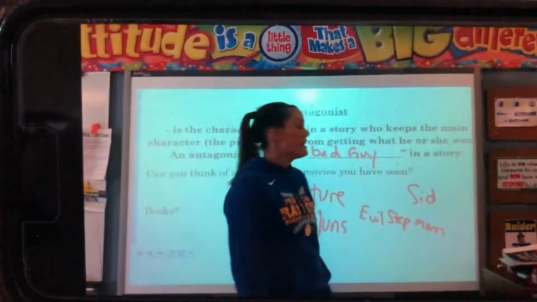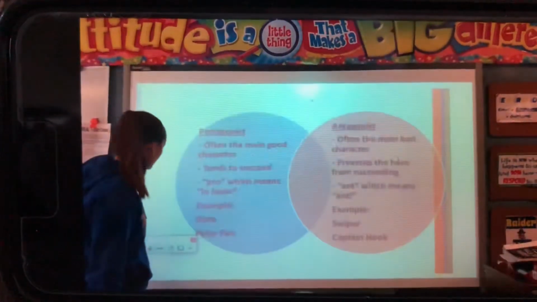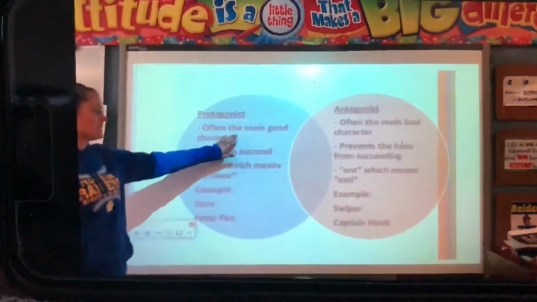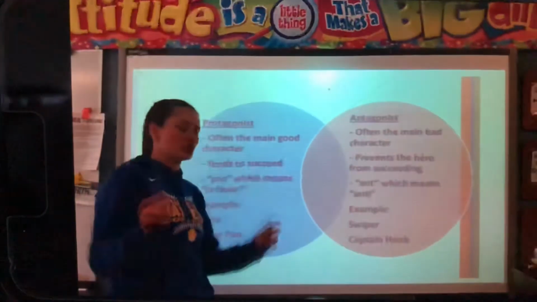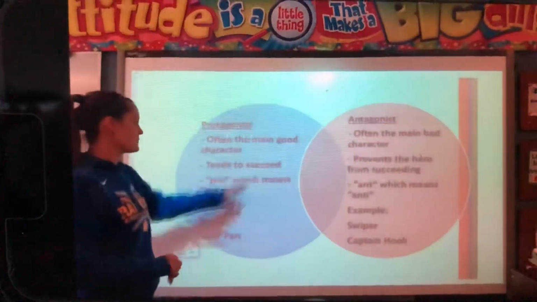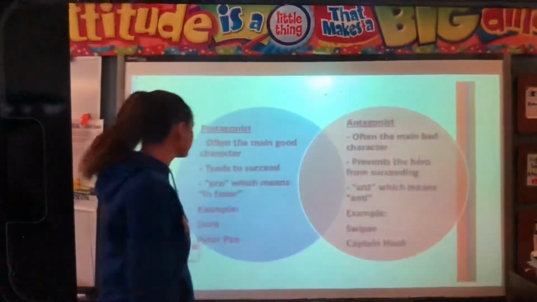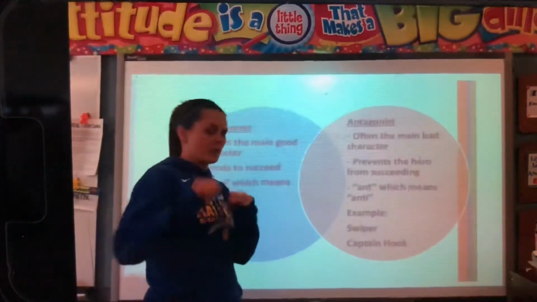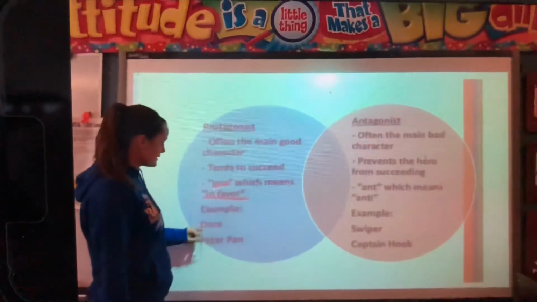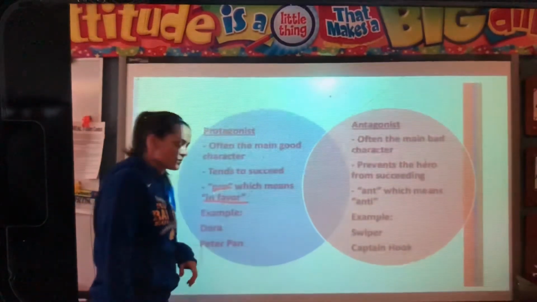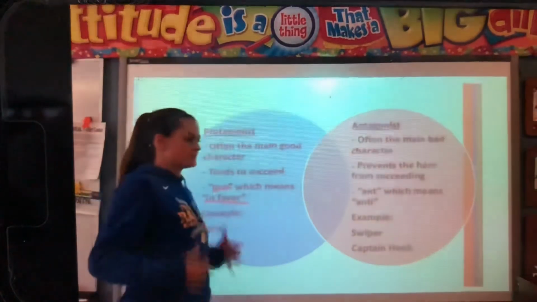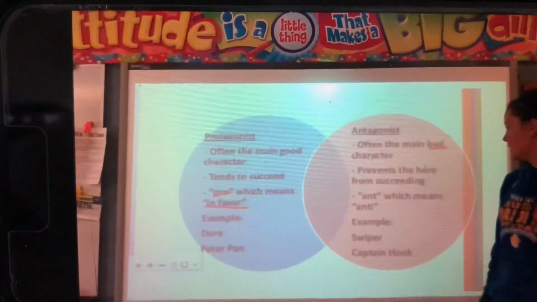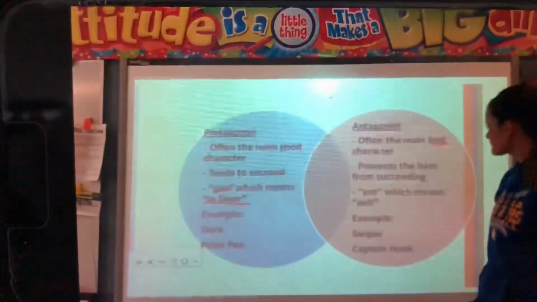Hopefully you already know that. Let's go ahead and move on to a little review here. Remember, protagonist, often the main character and considered the good character in the book. Tends to be the one that succeeds in the book. Remember, the prefix pro means to be in favor of something, so we root for the protagonist. Example, Dora from Dora the Explorer movie, Peter Pan, right? That makes sense.